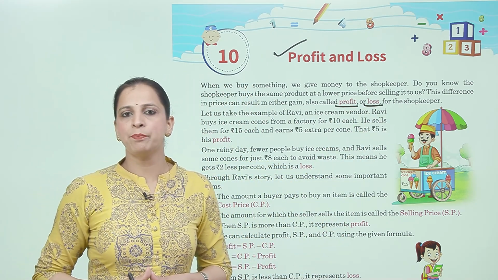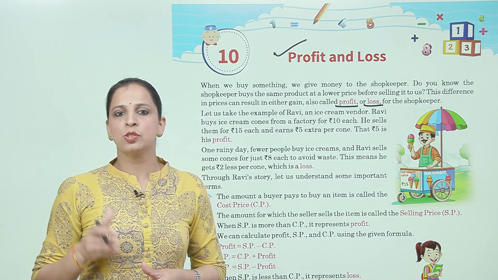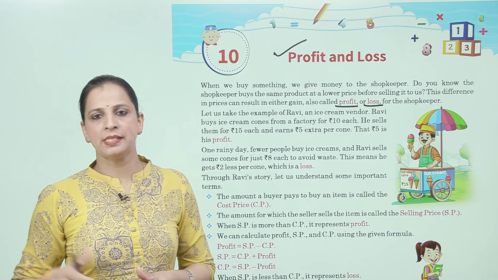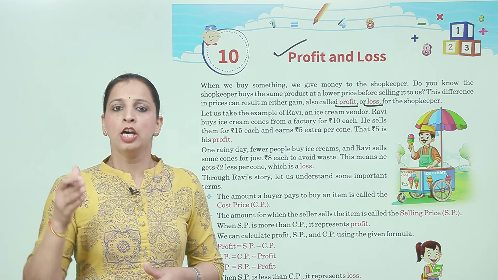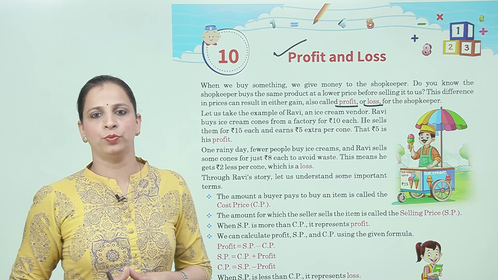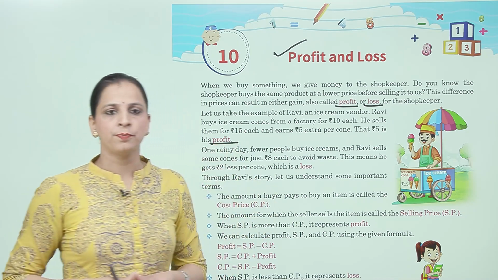Let us take the example of Ravi, an ice cream vendor. Ravi buys ice cream cones from a factory for rupees 10 each. He sells them for rupees 15 each and earns rupees 5 extra per cone. That rupees 5 is the profit.